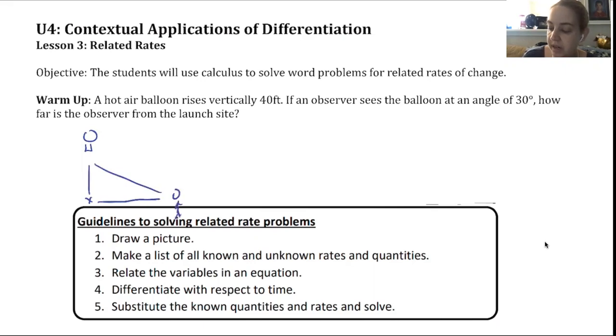Very high-tech picture here. A hot air balloon rises vertically 40 feet. Here's my 40 feet. The observer sees the balloon at an angle of 30 degrees. Remember, that's my angle of elevation. Remember angles of elevation and depression. How far is the observer from the launch site? So that's the question that we're looking for. This goes back to trig. Remember our friend SOHCAHTOA?